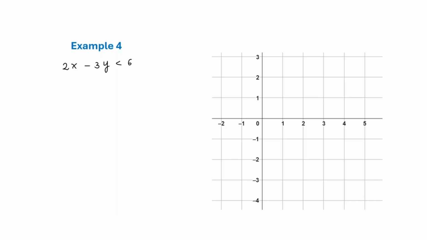First, we write the equation of the boundary line by replacing the inequality sign with an equal sign. So we get 2x minus 3y is equal to 6. To plot the boundary line, we will use the x-intercept and the y-intercept.